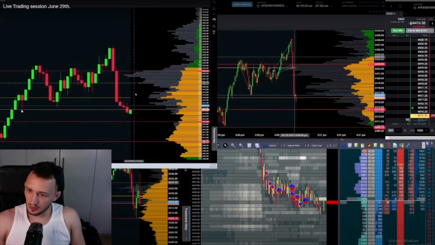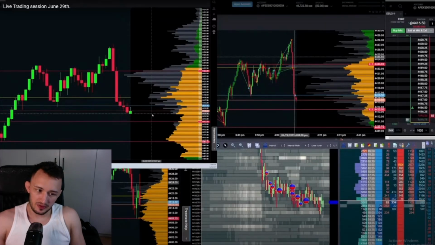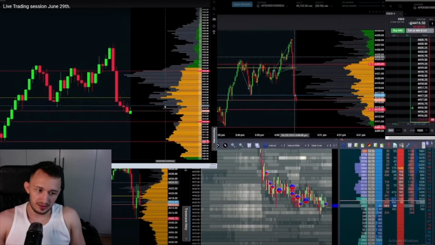Now we get this spike. Okay, now we get this spike below this pivot. Okay, and what happens? Look at the tape. We immediately find big buyers stepping in here. Okay, and the sellers are really kind of not being there anymore.